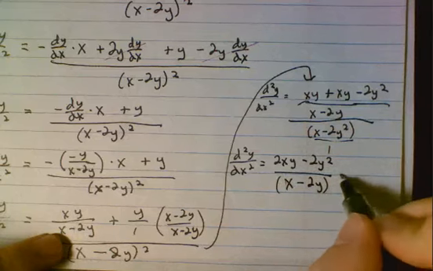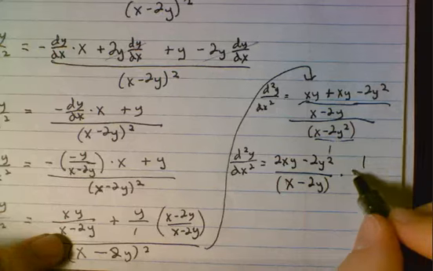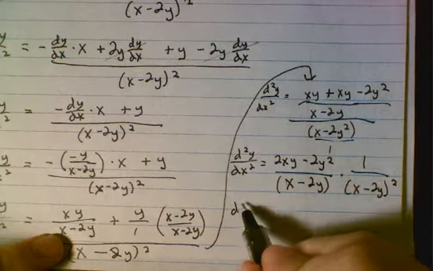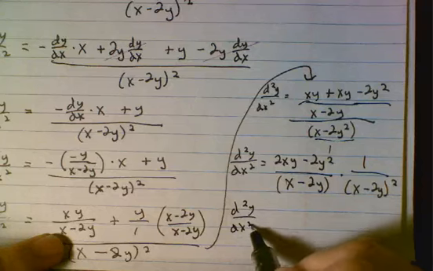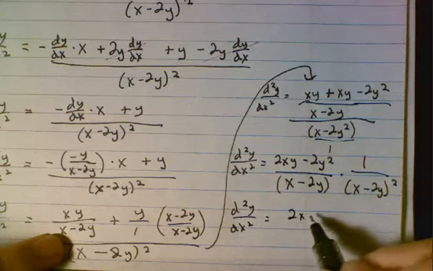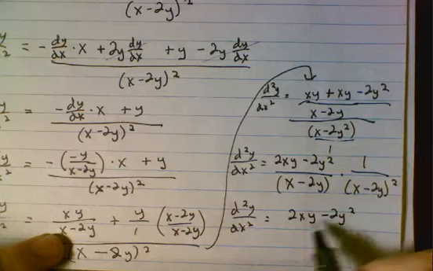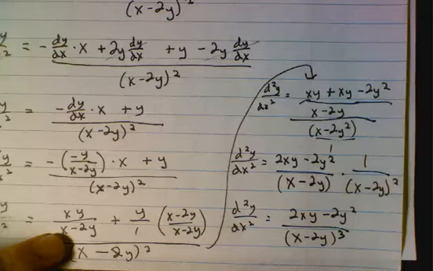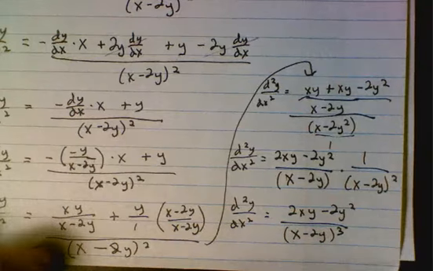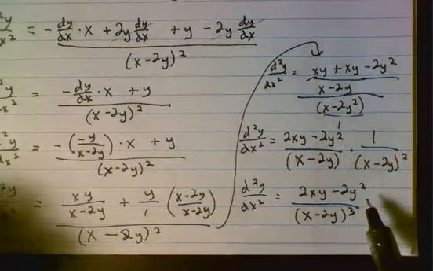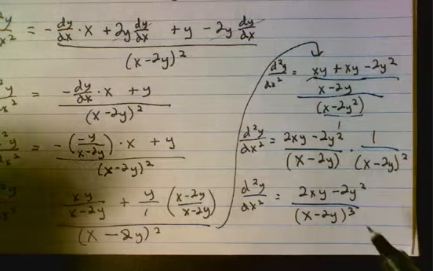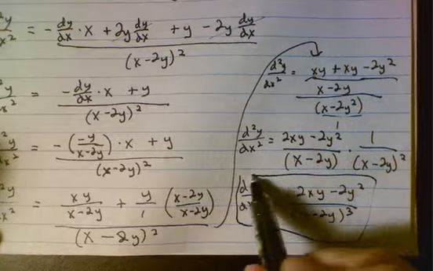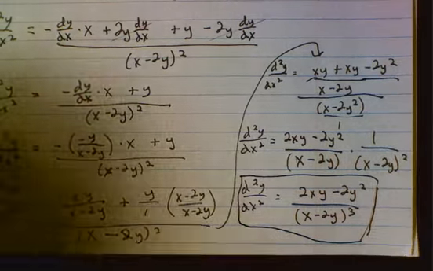And then this is the same as multiplying by the reciprocal. Two xy minus 2y squared all over x minus 2y to the third power. We can factor out a 2y up here if we want. We wouldn't be able to cancel anything out though, so this would leave it pretty much in equivalent form. So let's go ahead and stop there. If you factored it further, it's still correct.